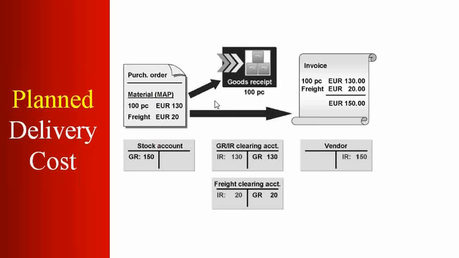Basically, what we see here is how the prices will be posted. This is an example of planned delivery cost. In the purchase order, the total is 130 and freight is 20, and the invoice is the same because it's a planned delivery cost. In this case the goods stock account will be updated with $150, because we knew from the beginning that it would be 130 plus 20. The vendor account will be credited with $150. In the goods receipt clearing account, 130 will be posted, and in the freight clearing account, $20 will be posted, from the accounting side. That's the planned delivery cost, where we knew upfront what the delivery charges would be.